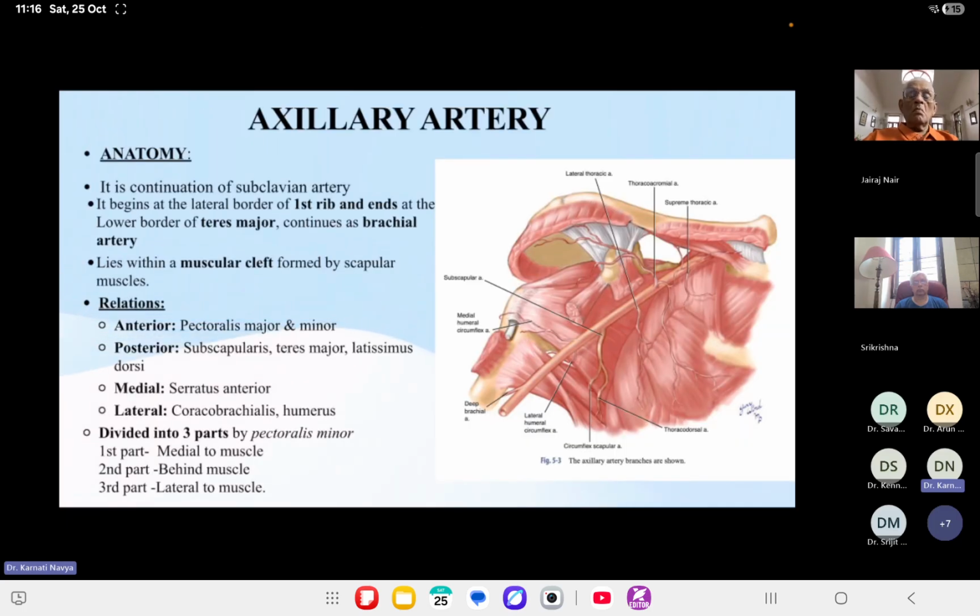Then comes the axillary artery. The anatomy of the axillary artery. Hold on.